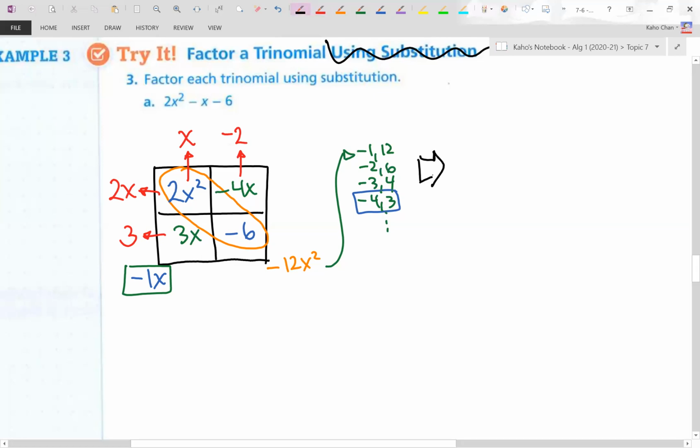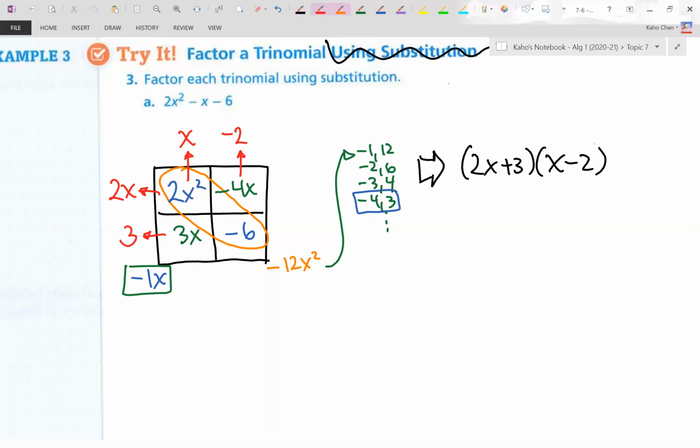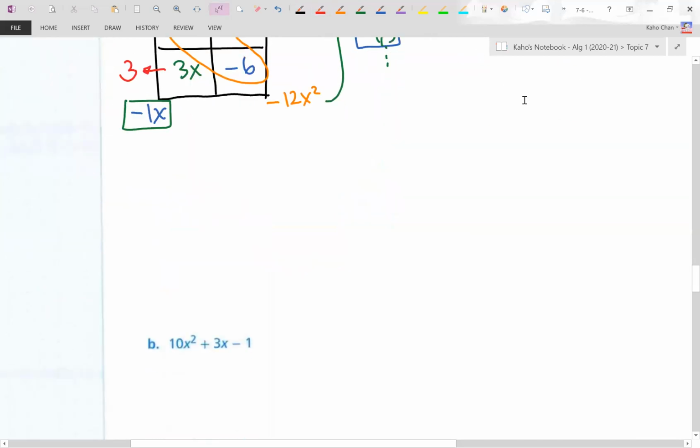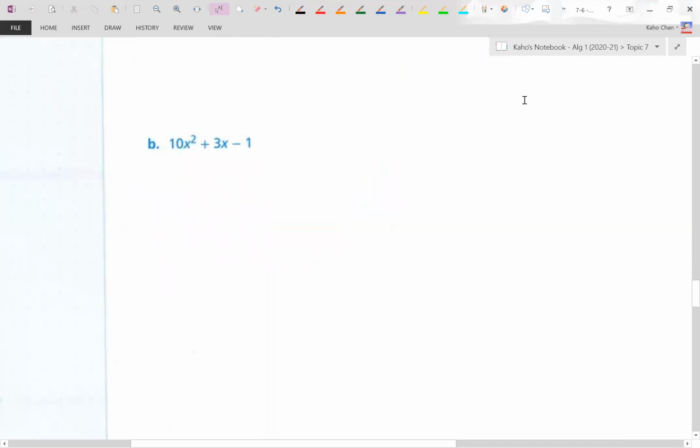Not too bad, huh? This takes practice. It's not that bad once you get the technique down. It really isn't that bad. All right. Next one's the same way. Let's do it. 3B.